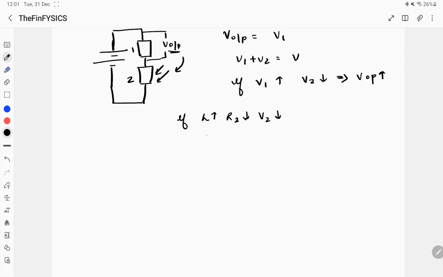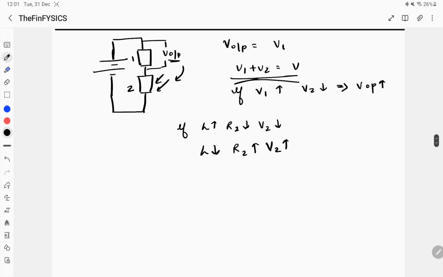In another scenario, when light is less, the resistance of the second resistor is going to be larger, which means the voltage across this component is going to be larger. So now if your V2 is more, V1 will be compromised. And if V1 is compromised, the output voltage, because it is connected across 1, will be compromised.